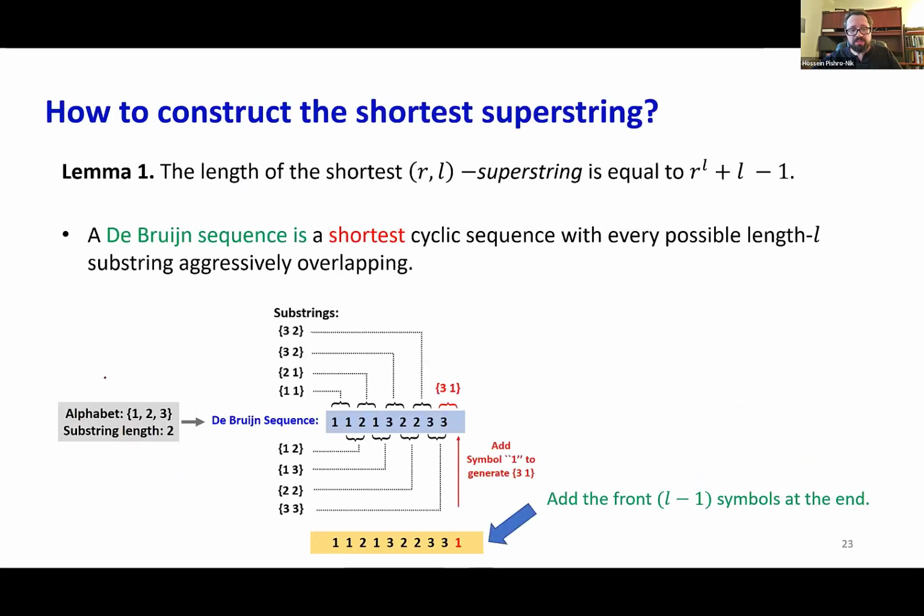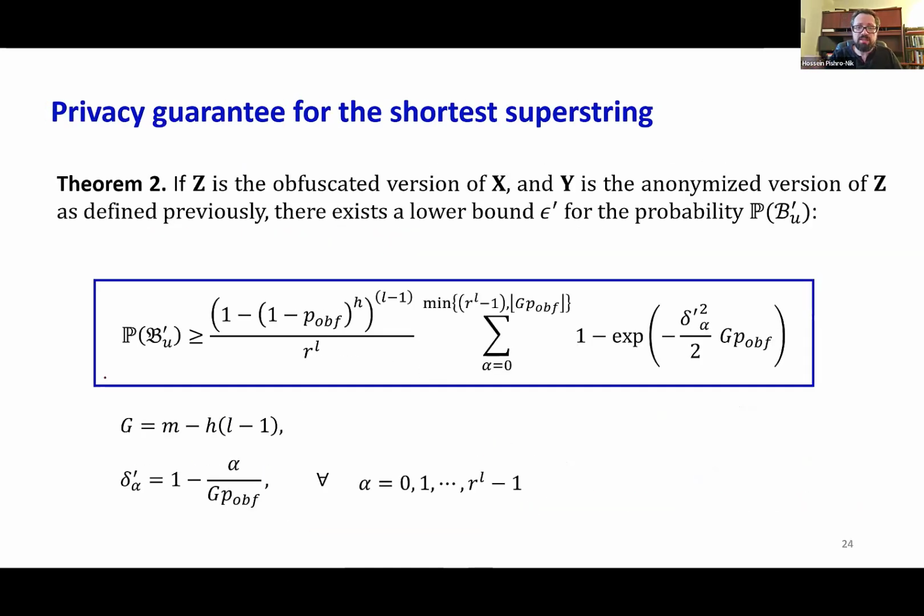Now, this bound is true for a naive superstring. You can repeat a similar argument for the case where you are using the optimal superstring with the shortest possible length. You obtain a similar bound, but it's a better bound in terms of privacy guarantee because you are doing it much more efficiently. But the proof and analysis are very similar.